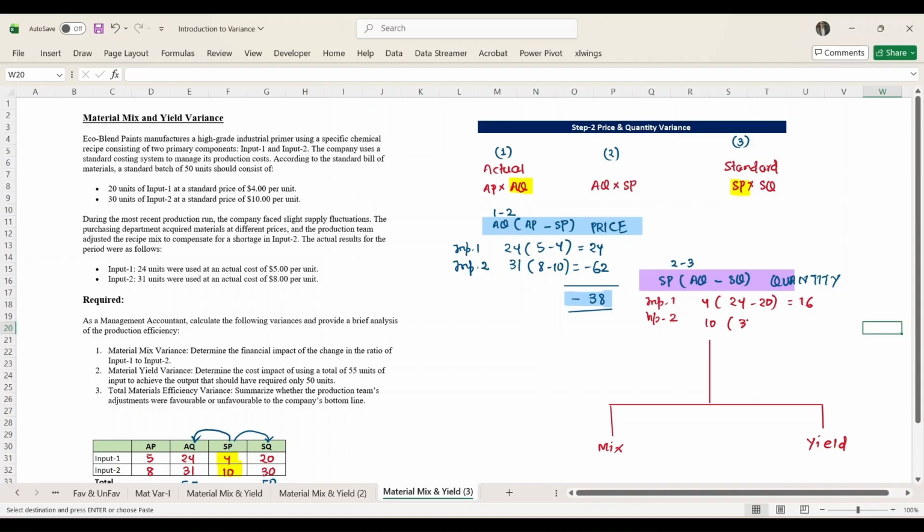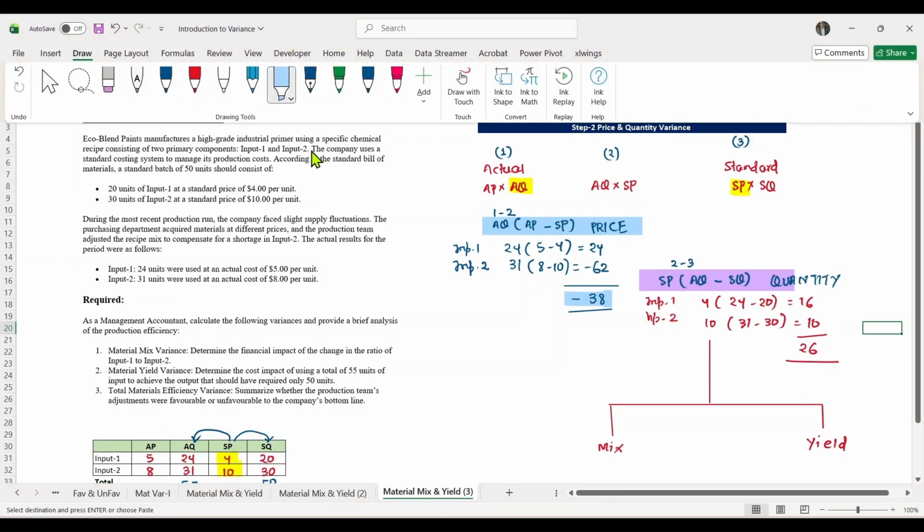31 minus 30, which is 10, and both together become 26. So the quantity variance becomes 26.